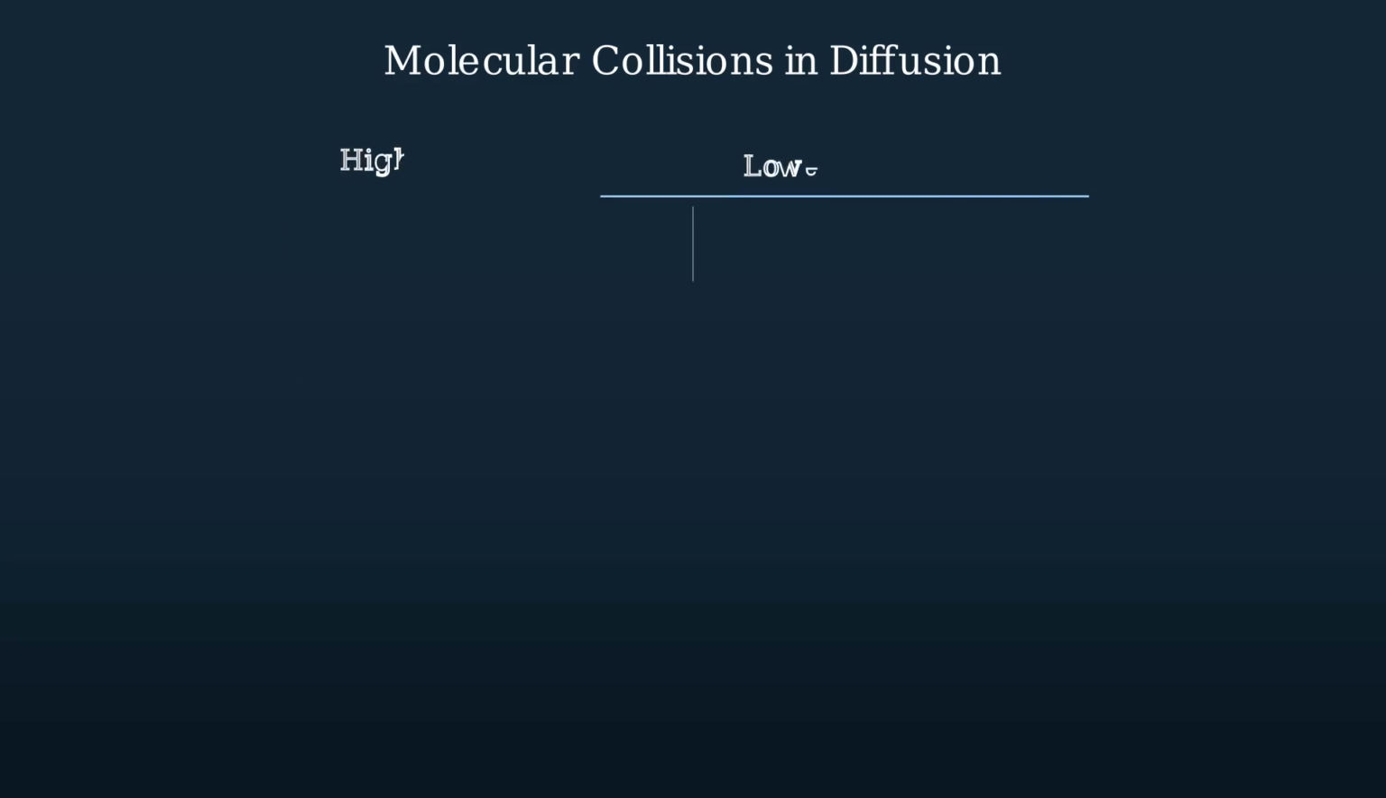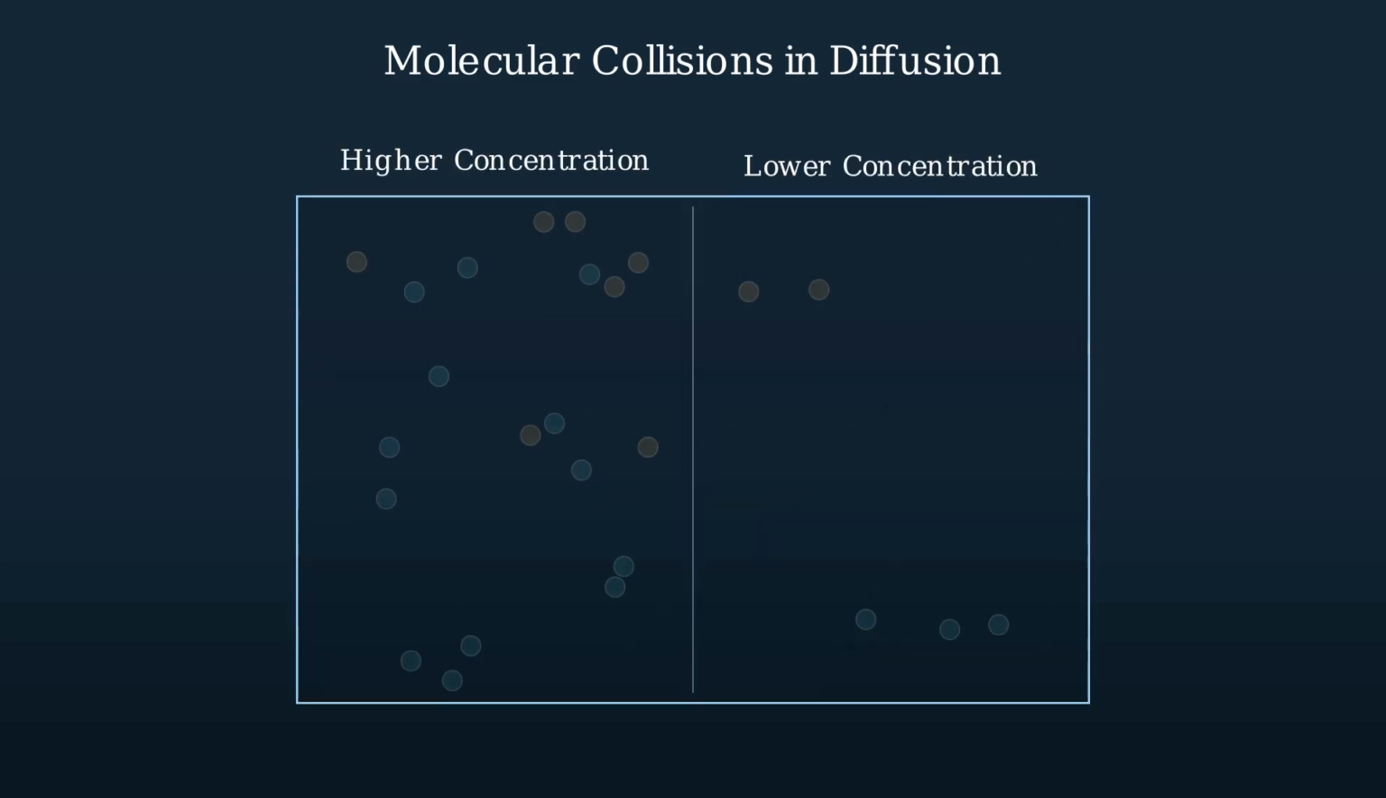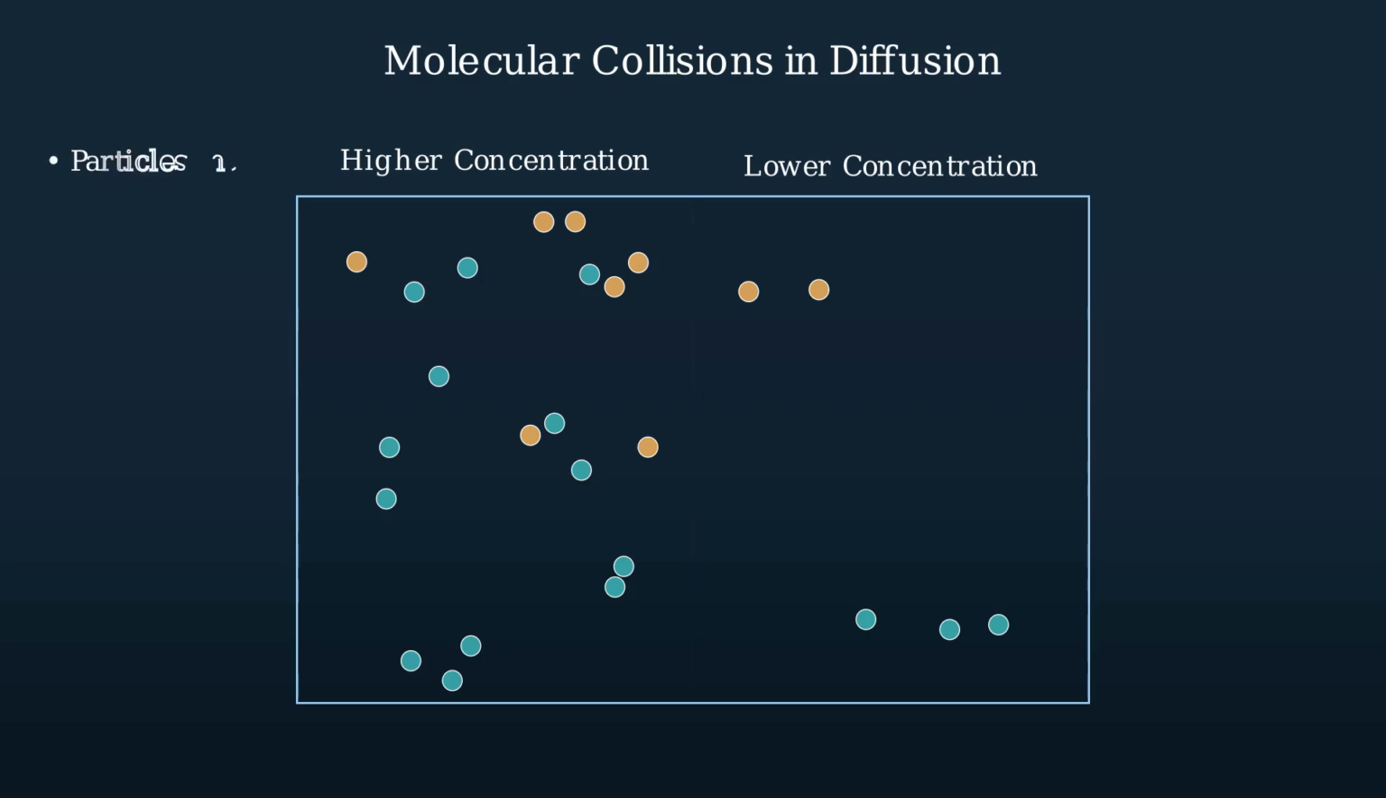Molecular collisions play a key role in the diffusion process. Let's examine a system with a higher concentration of particles on the left side and fewer particles on the right. As particles move randomly, they collide with each other and change direction. These collisions are fundamental to understanding how diffusion works.